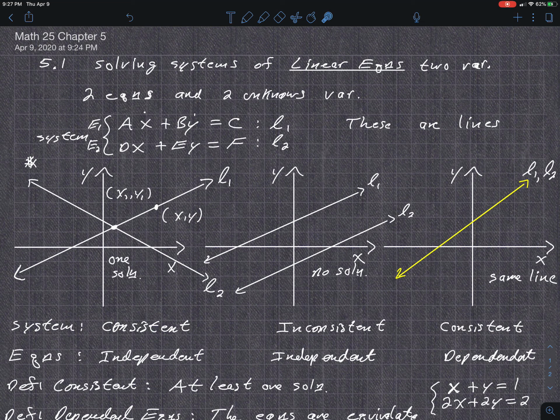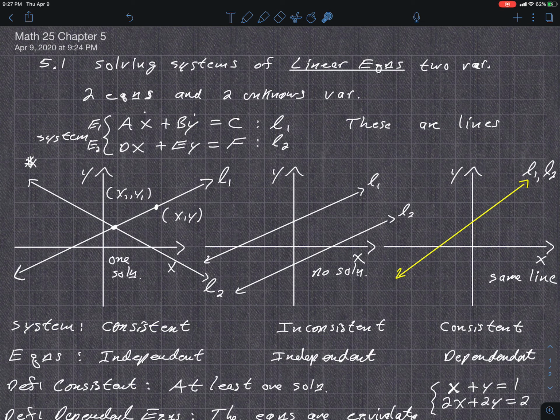So let's get started on chapter 5, everyone. So this is 5.1, solving systems of linear equations. I went ahead and copied over the initial part of the note. So go ahead and copy this down or pause to copy this down. And I'll explain it as we go here. And then we'll do examples together.